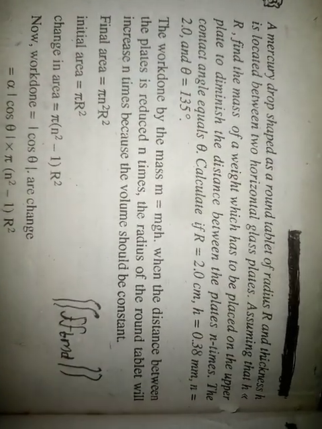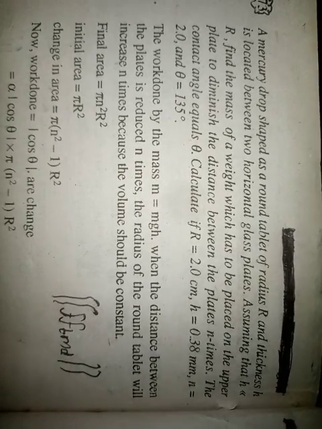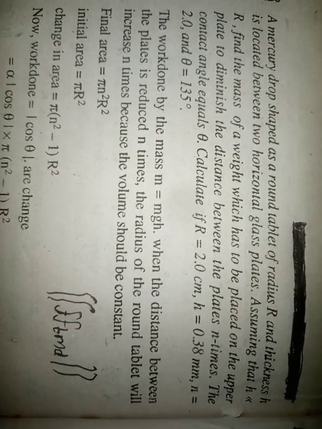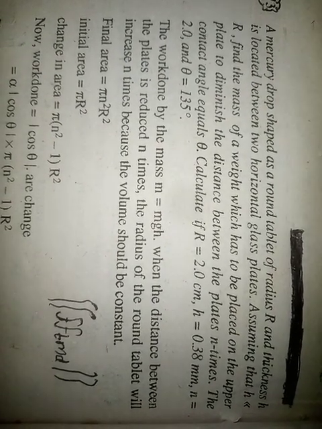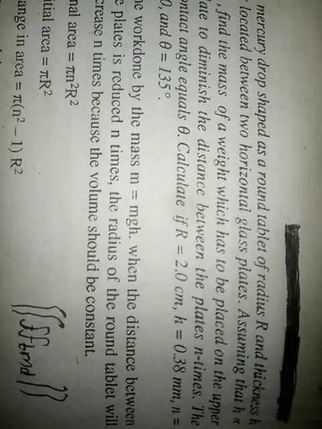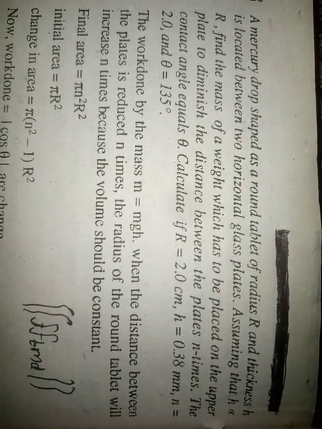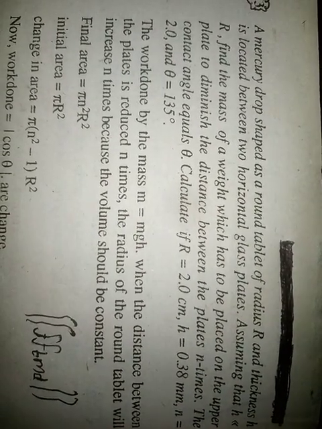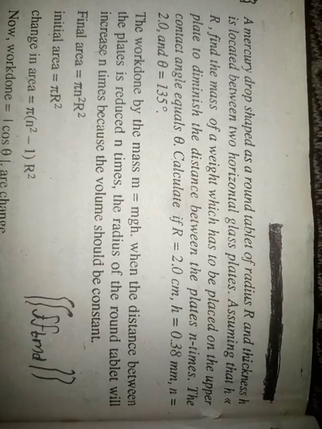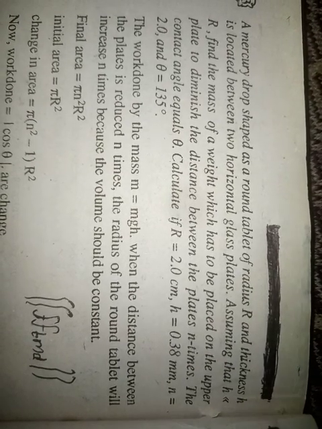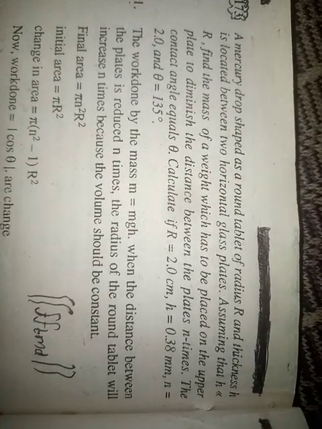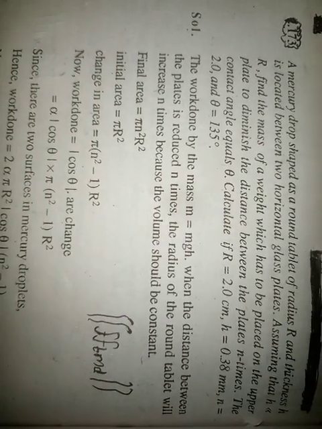A mercury drop shaped as a round tablet of radius r and thickness h is located between two horizontal glass plates. Assuming that h is very much less than r, find the mass of a weight which has to be placed on the upper plate to diminish the distance between the plates n times. The contact angle equals theta. Calculate if r equals 2.0 cm, h equals 0.38 mm, n equals 2.0 and theta equals 135 degrees.